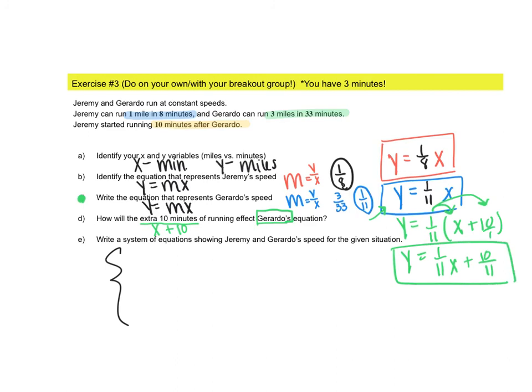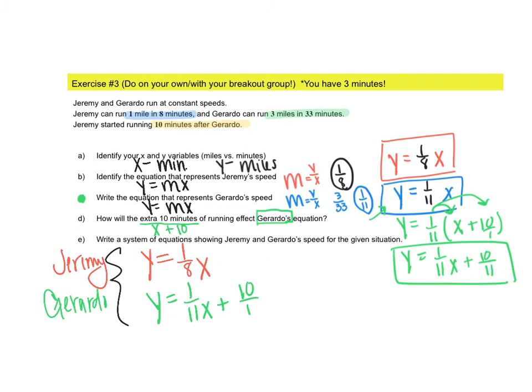So when I go ahead and write these equations out, I have Jeremy, and that equation never changed. It was just y equals 1/8 x. And then I have Gerardo, and this is the one that got changed because of the extra time he gets to run. It's 1/11 x plus 10/11. And that is our system. Okay? Check your work with my work.